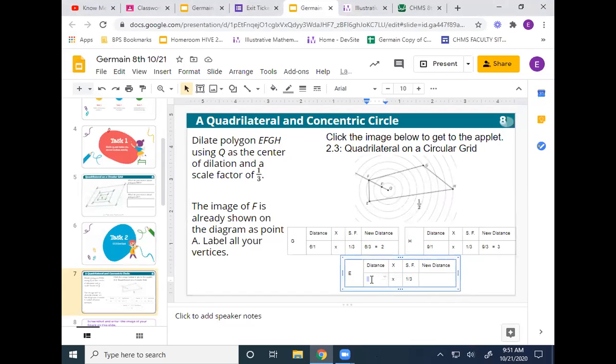So my distance was 3 circles out from the center, and I multiply that by my scale factor of 1/3, and I would get numerator, which is 3, times numerator, which is 1. I would get 3 over what number? 3. 3, nice job, Edgar. And that simplifies to what number? 1. 1, nice job, Edgar. So my new distance for E, nice job, Jalen, you got that one perfectly, would be 1.